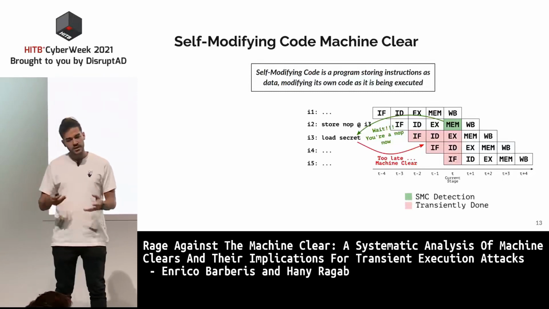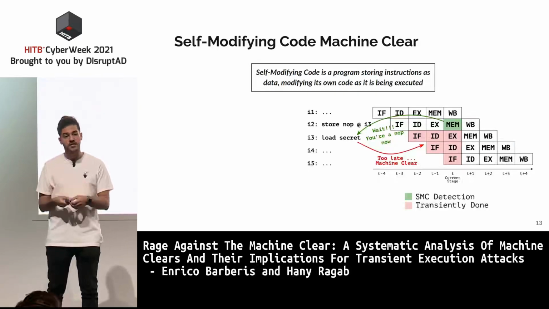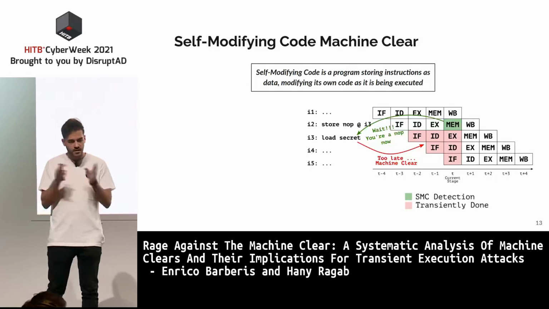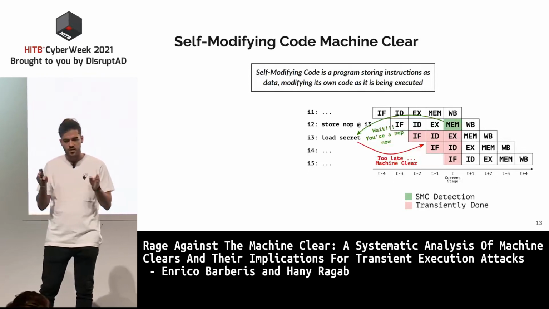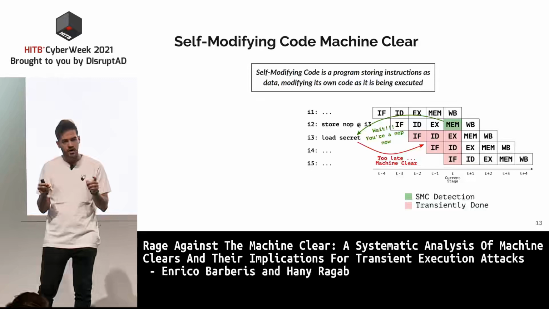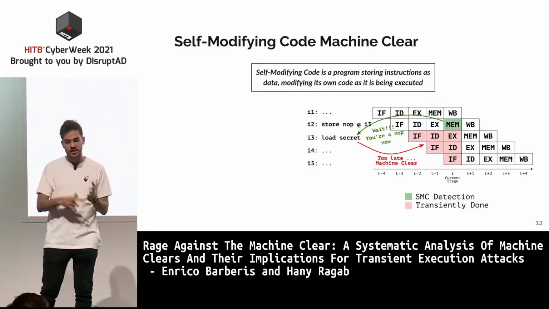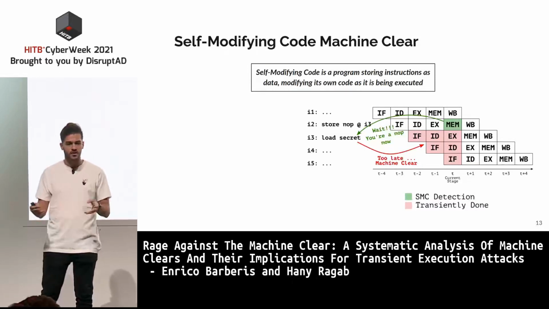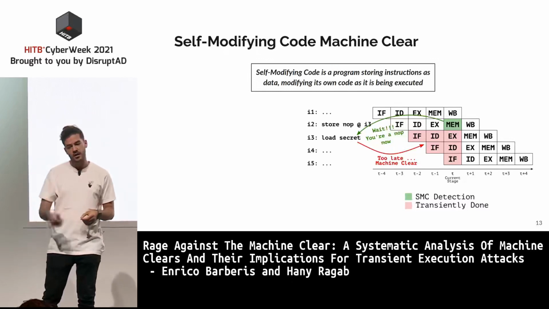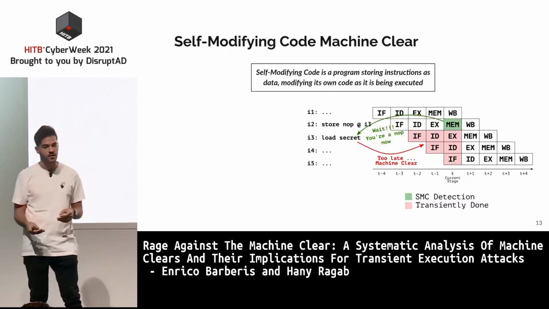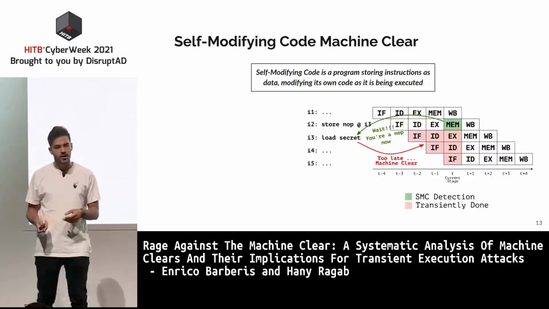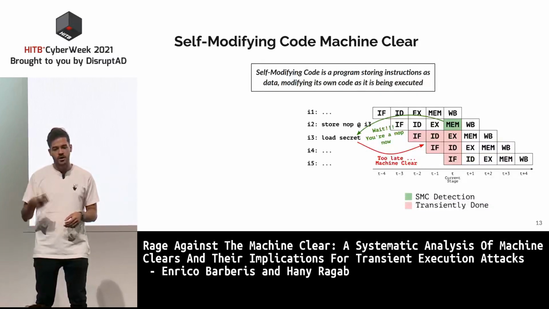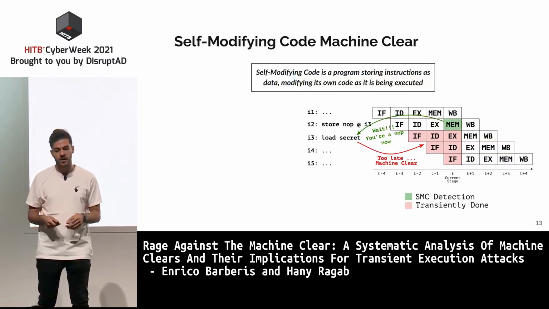But since this detection of self-modifying code is not immediate, this creates a transient window, some time window where the CPU has already fetched, decoded, and executed the stale code which was already in the pipeline, in this case the load secret. And as we saw earlier, through a covert channel, we can leak the side effects of this stale execution of the load secret. And therefore, it will try to flush its pipeline from the stale code and try to execute the new code.